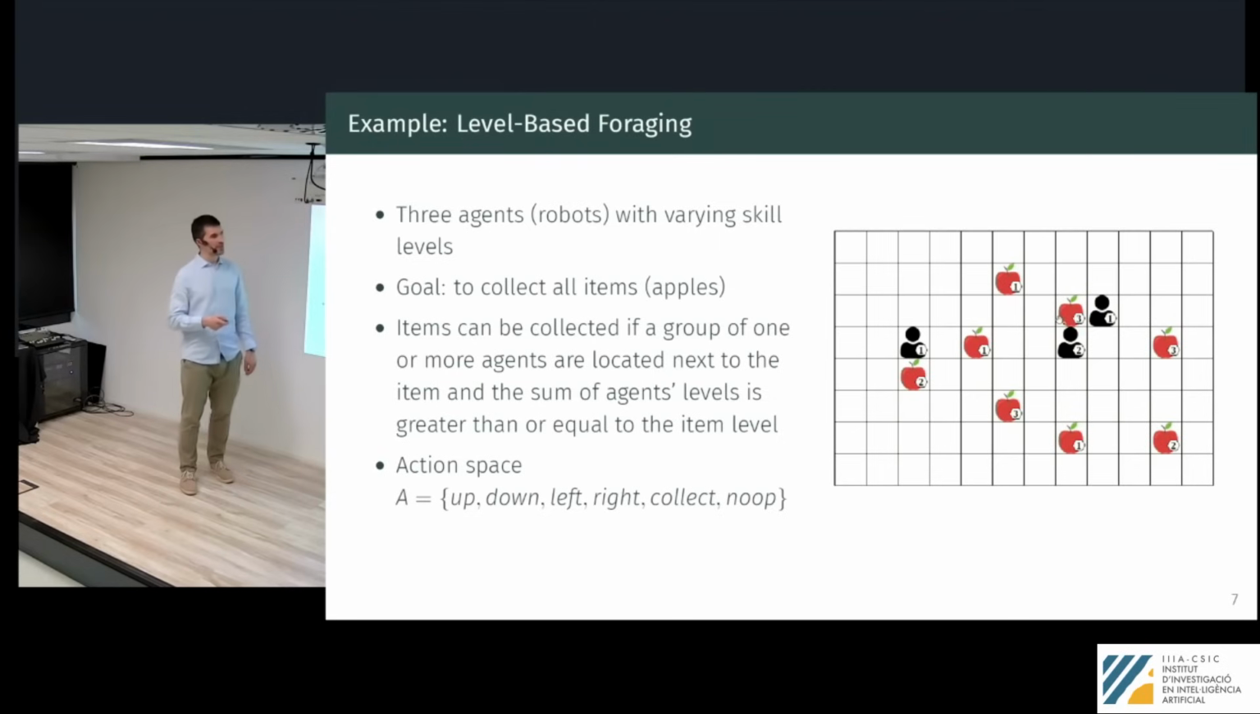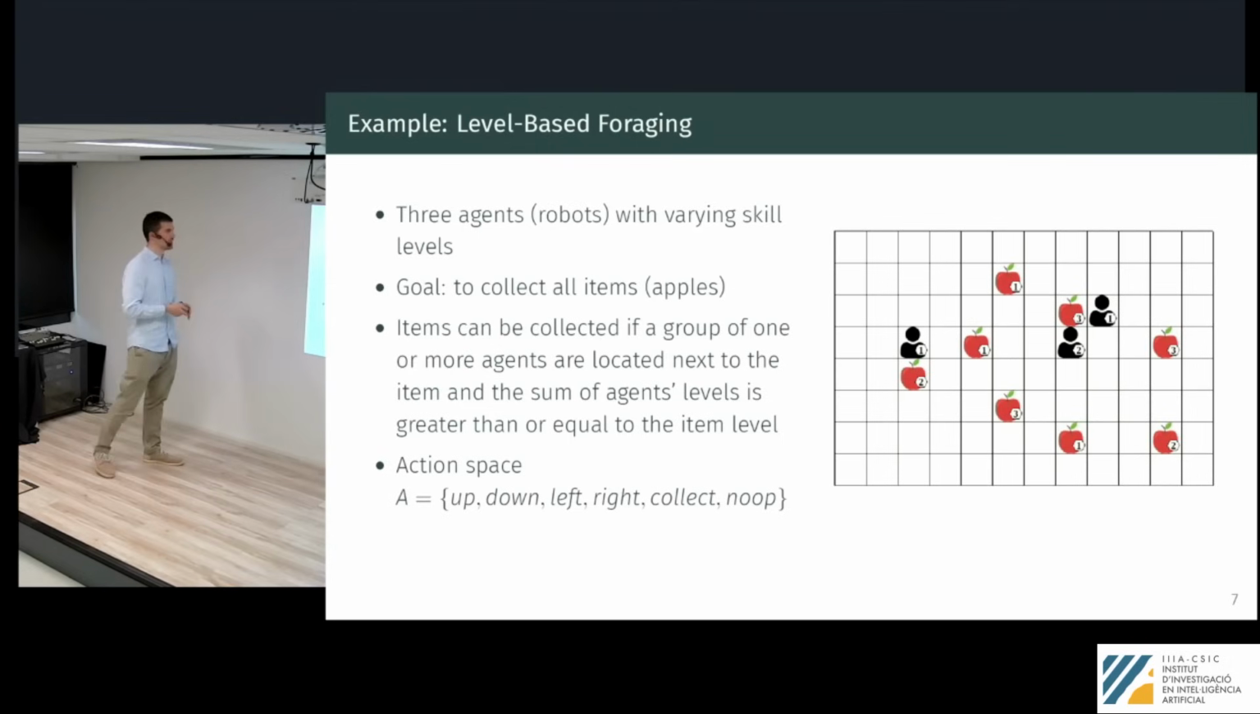And so you can see what's happening. Sometimes they can do things on their own, and sometimes they may have to dynamically bond with one another on the fly in order to pick up certain apples. And then they can disband again and do their own thing. So it's a very dynamic team formation aspect here as well. And in this case, they have certain actions. The action space is to just go up, down, left, or right, try to collect, or no operation, no op.